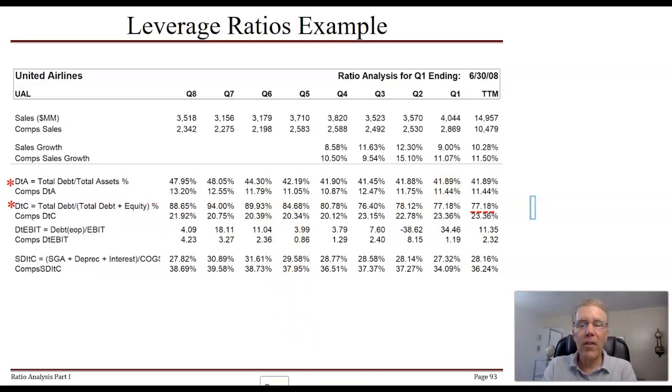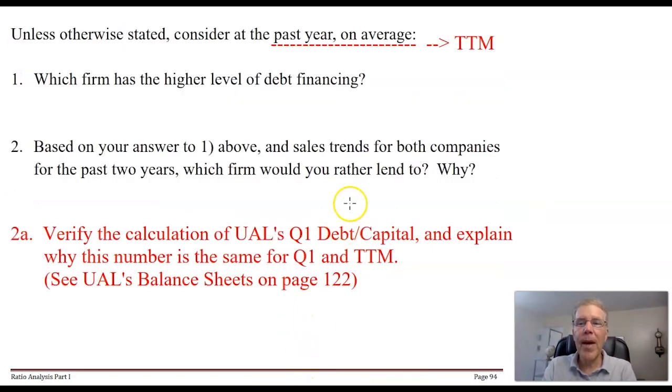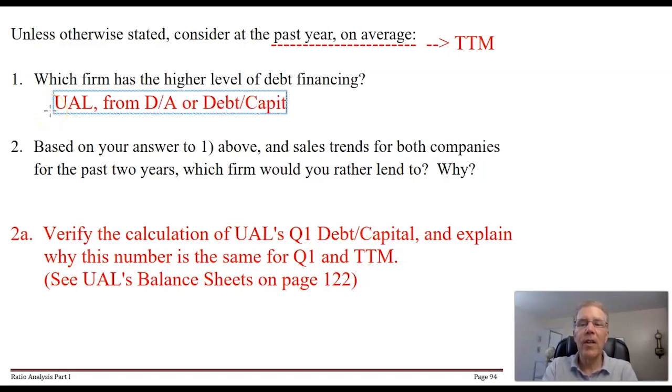Okay, let's go back here. So which firm has the higher of, and that's going to be UAL from D to A or debt to capital, either one. All right, based on your answer to one above and sales trends for both companies for the past 2 years, which firm would you rather lend to and why?